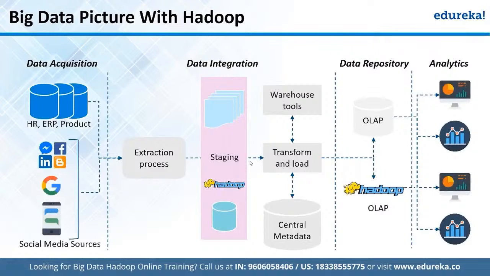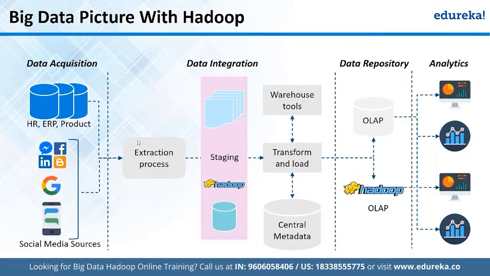Hadoop, where does it stand in the bigger picture? On the left-hand side, you can see all the source systems. Different businesses have different source systems: social media, ERP, HR, production, product, and a hell of a lot of source systems which produce structured as well as unstructured data. Structured data means you can give a structure to the data in the form of tables. Unstructured data cannot be given a shape, like video files, images, and things like that.